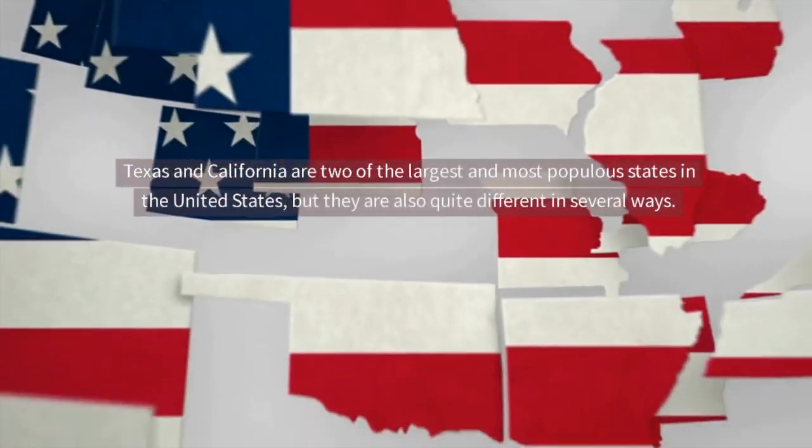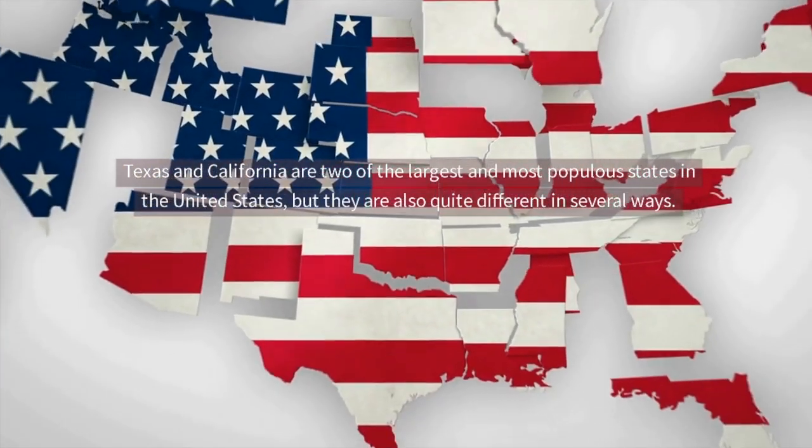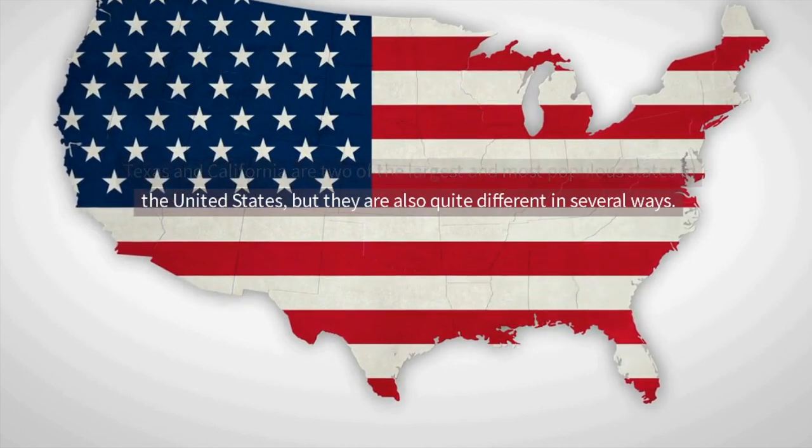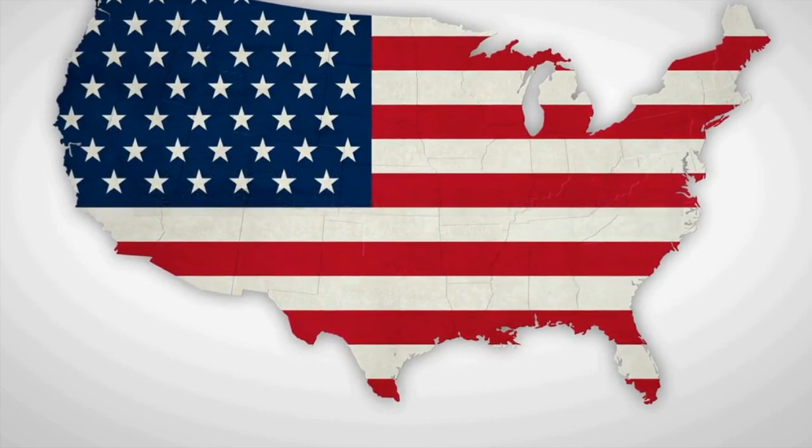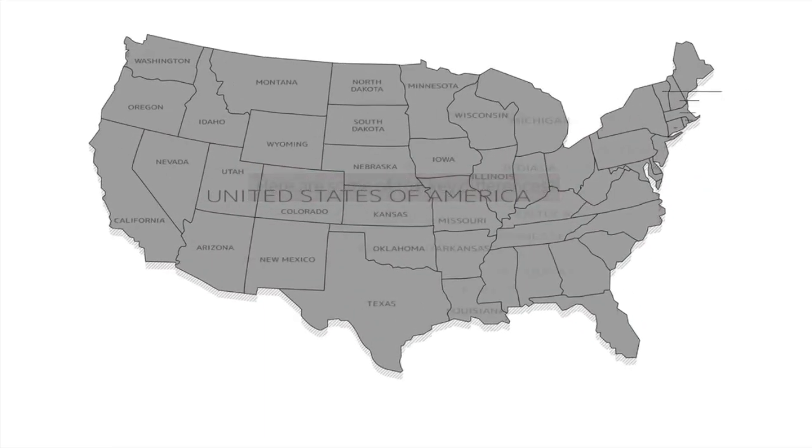Texas and California are two of the largest and most populous states in the United States, but they are also quite different in several ways. Here are some of the key differences.